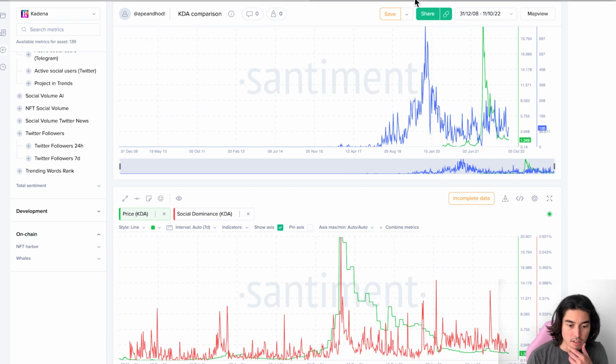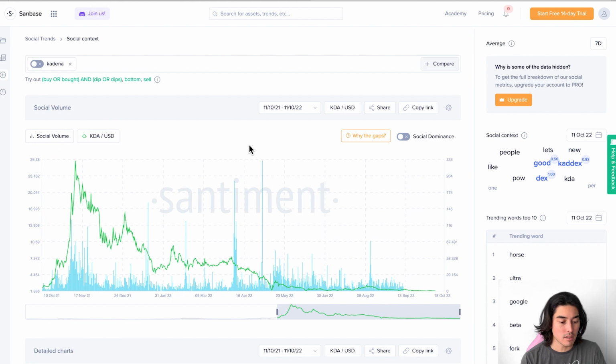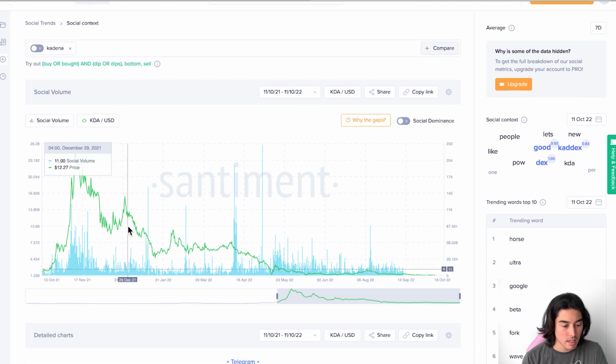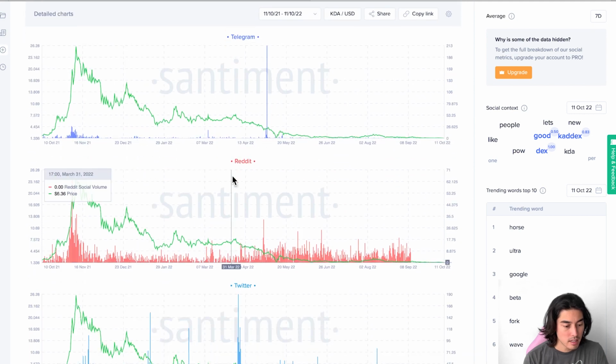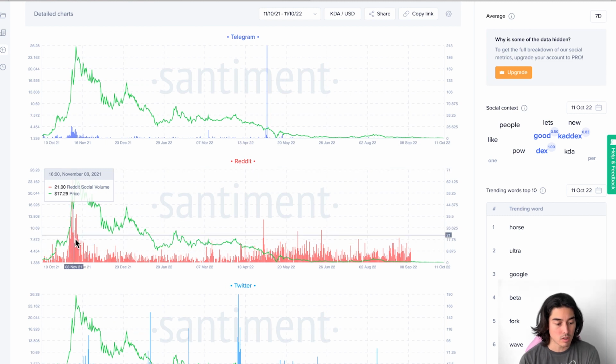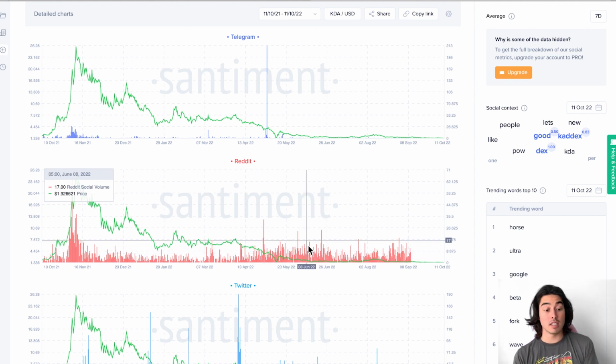Now, if we go to this other platform here, this is going to show you more specific social trends of Kadena. And like if you look at here, that's Telegram, Reddit. You can see when we did have a bull run, of course, we did have a correlating surge. However, if you look here, the community has stayed consistently strong. I would say it's about half of what it was during the big bull rally of Kadena.